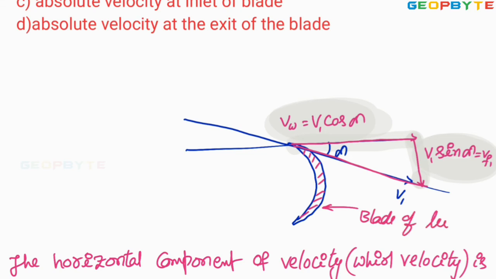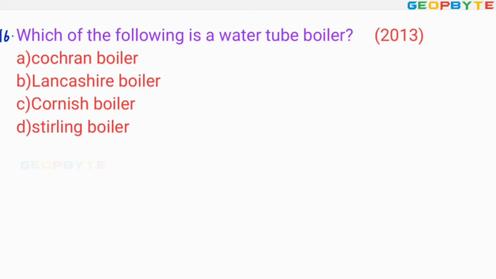Blade of turbine. Let's go for the next problem. Look at the problem. Which of the following is a water tube boiler? Option A, Cochrane boiler, Lancashire boiler, Cornish boiler, Stirling boiler.